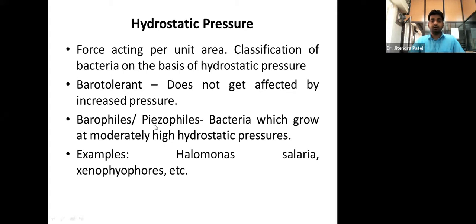Then barophiles, also known as piezophiles, are bacteria which grow at moderately high hydrostatic pressure. It's not very high, but moderately high, which is created in their surroundings wherever they have their habitat. If they are able to survive there, they are known as barophiles. Examples are Halomonas salaria and xenophyophores. These two are examples of barophiles or piezophiles, which can survive in the hydrostatic pressure created in their habitat.